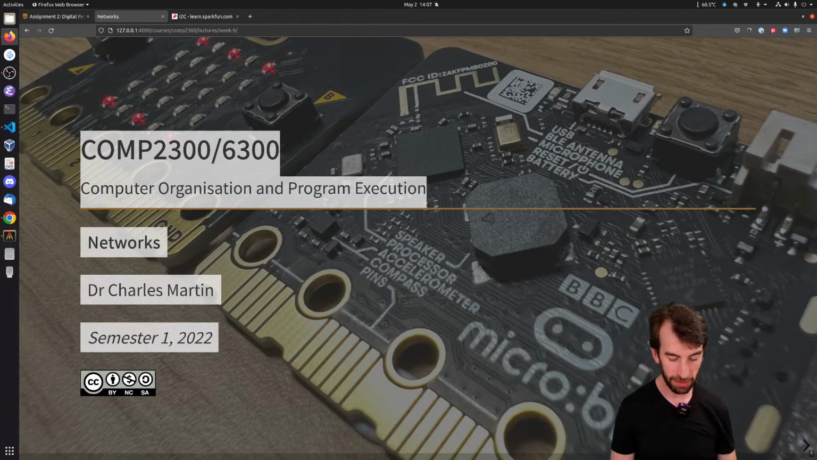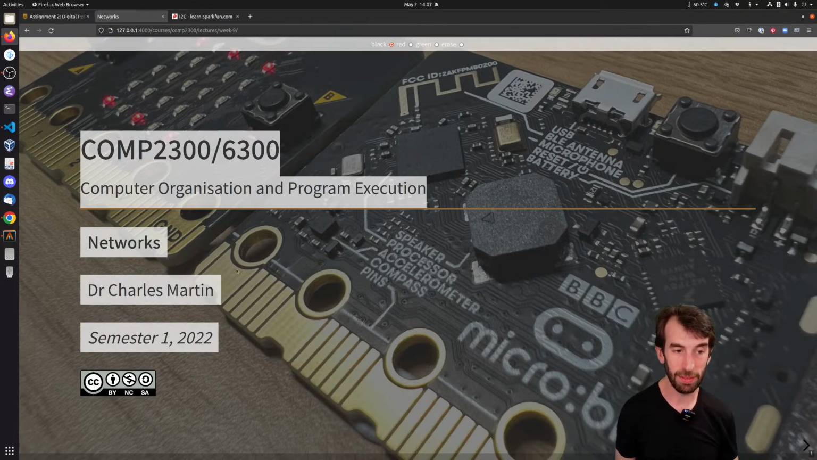The thing that we're talking about how it works today is this idea of networks, and I suppose networks and connections. So the broad question is, if you've got one microbit, this one's number 1, and you've got a second microbit, number 2, how can you get data from number 1 to number 2, and how can you get data from number 2 to number 1? How can things go both ways?